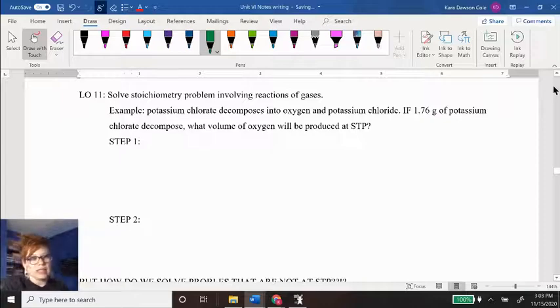This is Unit 6, Chapter 11, Learning Objective 11. This is the last learning objective for Chapter 11. Learning objective 11 is to solve stoichiometry problems involving reactions of gases.